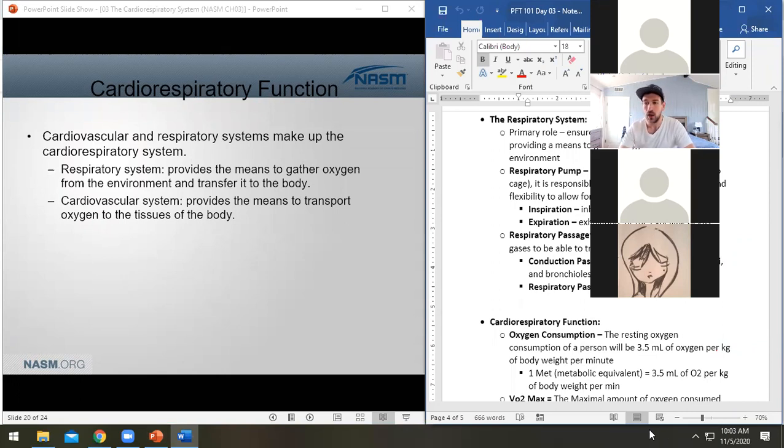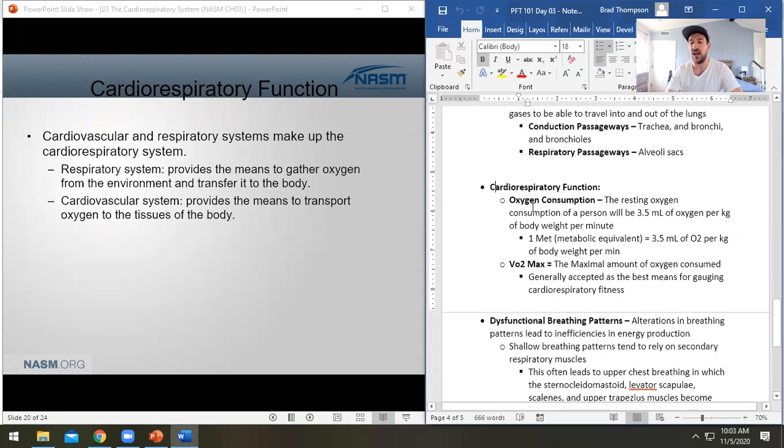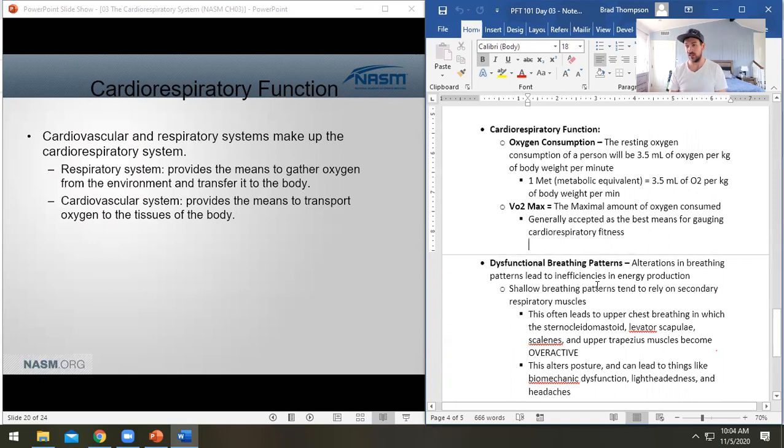Love it. Okay, so now we finally get to look at all of this as it's working. Let's look at the function of all of this, your cardiorespiratory function. Your cardiovascular and your respiratory systems make up your cardiorespiratory system. We've talked about the cardiovascular system, and we just got done talking about the respiratory system. Putting them together, that's your cardiorespiratory system.